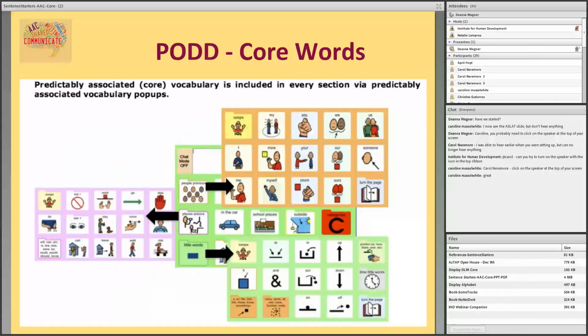Core words are also available in the PODD books. This is the Pragmatically Organized Dynamic Displays by Linda Burkhart and Gail Porter. And we'll see core words associated with sections within the vocabulary. So if you're on the people page, you can see a link to the people pronouns, and we'll also see little words related to going, linking from the page about where we're going to go.